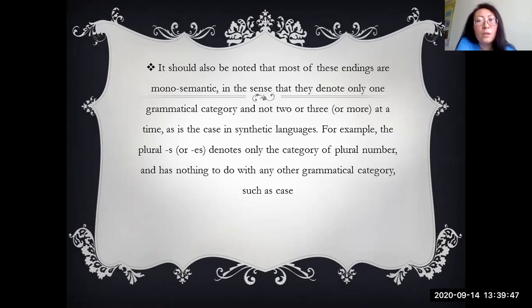It should also be denoted that most of these endings are monosemantic, in the sense that they denote only one grammatical category and not two or three or more at a time, as is the case in synthetic languages. For example, the plural s or es denotes only the category of plural number and has nothing to do with any other grammatical category, such as case.